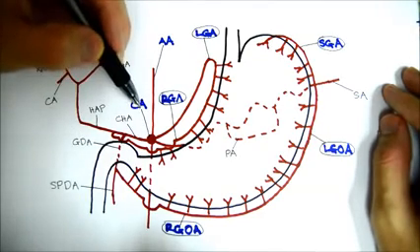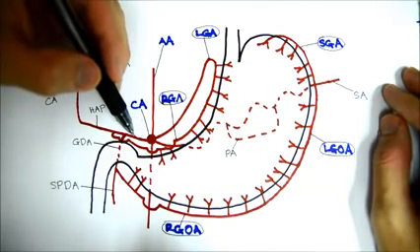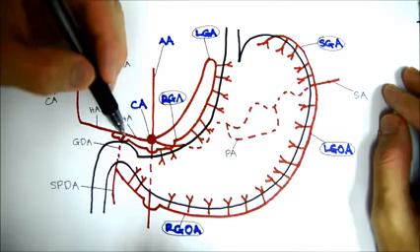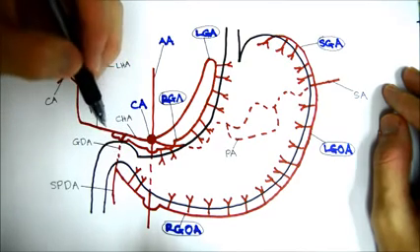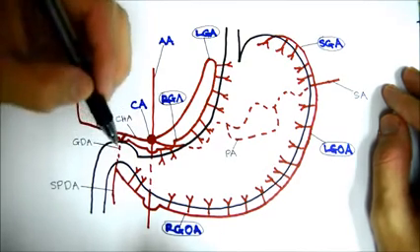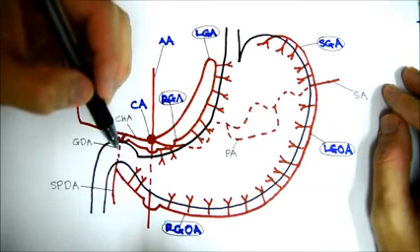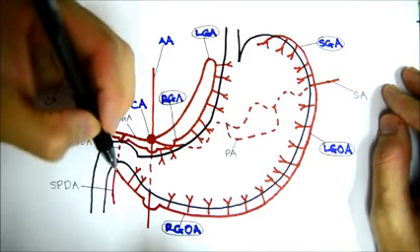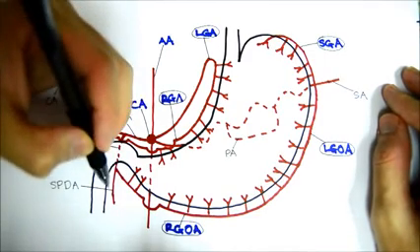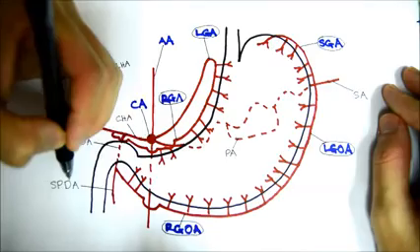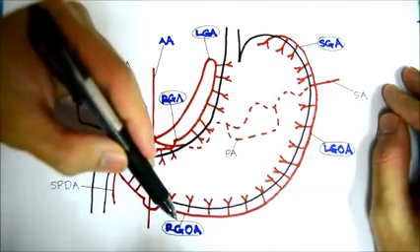The last branch of the celiac artery is the common hepatic artery, which bifurcates into the gastroduodenal artery and the hepatic artery proper. The gastroduodenal artery runs behind the first part of the duodenum, and then as it reaches downward, it bifurcates into the superior pancreatico-duodenal artery and the right gastro-omental artery.